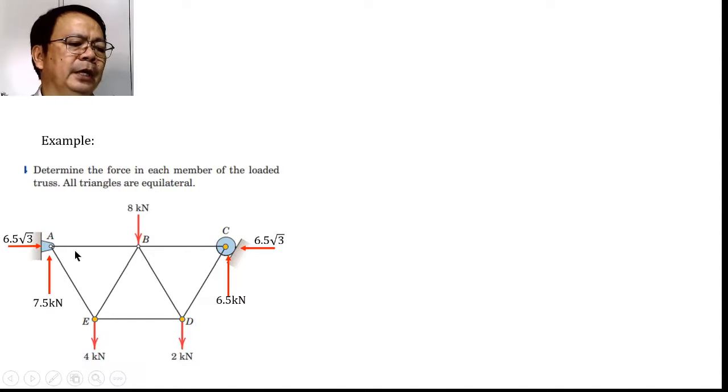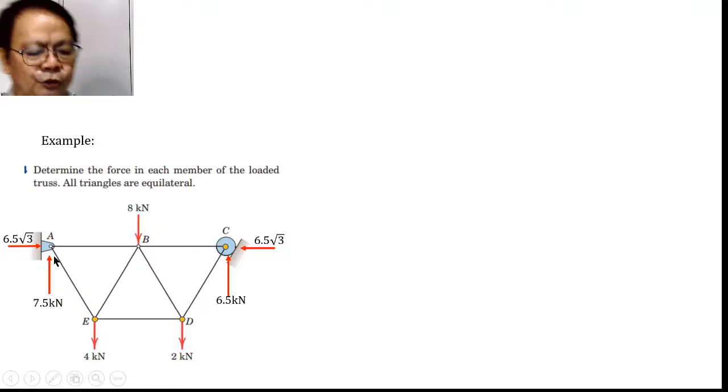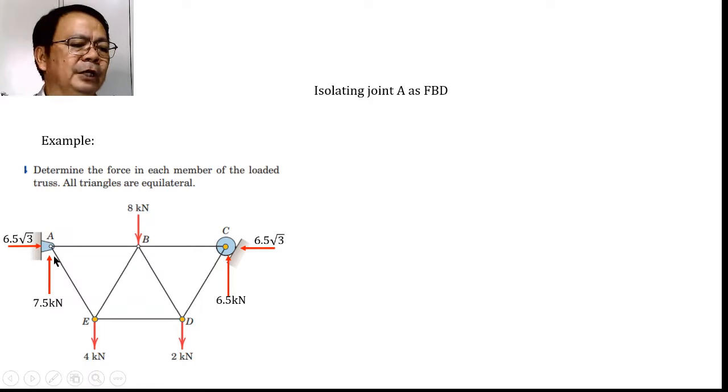We can start with A or C. If we started with A, then we followed by C, then we compute with D, and then finally at point E, para ma-solve natin, ano? So let us now try to isolate joint A. Pakita natin, isolate natin yung joint A. Imagine natin that is our joint A.